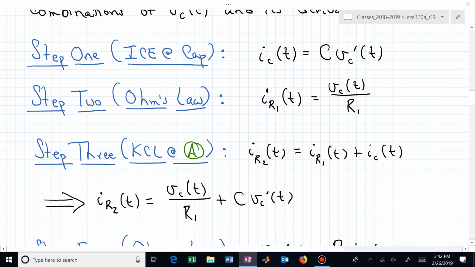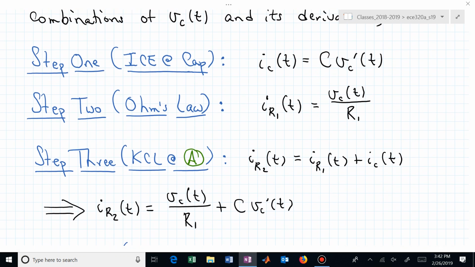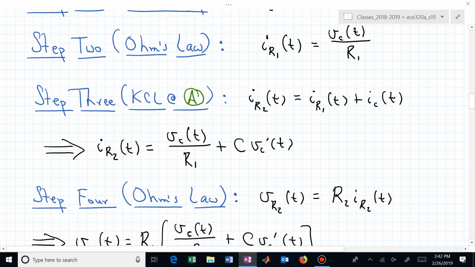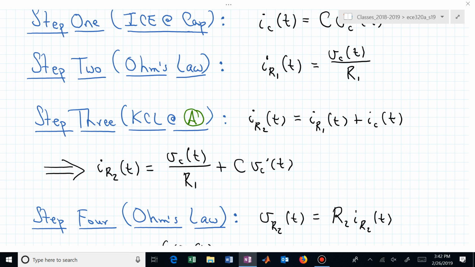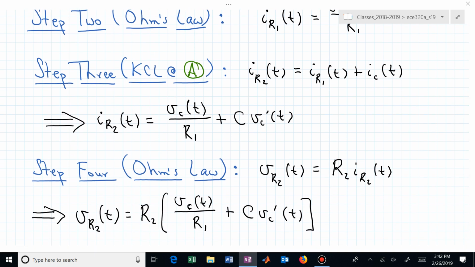Once we have I sub r sub 2, and now we've written it in terms of v sub c and its derivatives, we can find in step 4, using Ohm's law, v sub r sub 2. So we scale the previous current equation by r sub 2 through Ohm's law, and now we have v sub r sub 2 in terms of v sub c and its derivative.